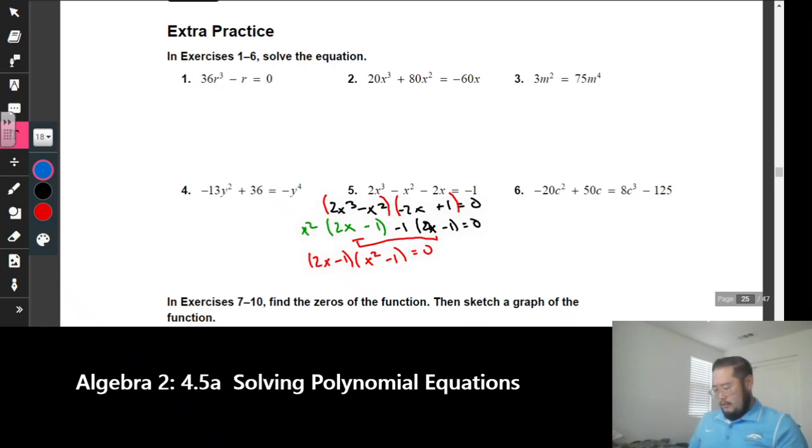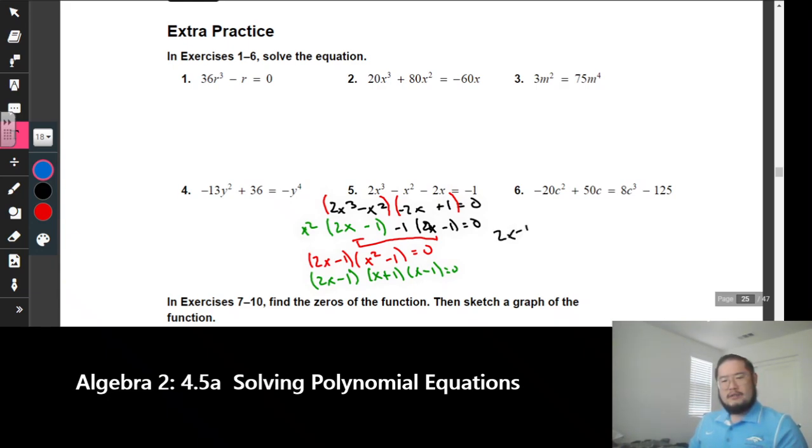So now we can go ahead and solve things out. Oh, guess what? Look what I have right here. X squared minus 1. That's a difference of 2 squares. X plus 1, x minus 1. We'll set that equal to 0, and we got the 2x minus 1 as our binomial. So we have 3 solutions here once again.